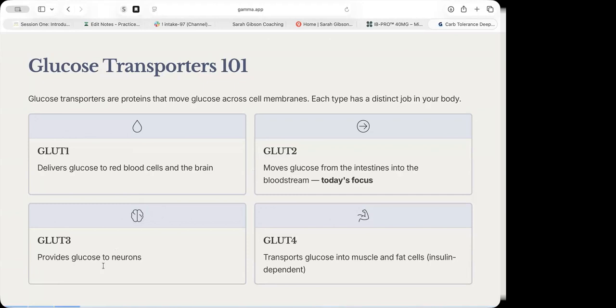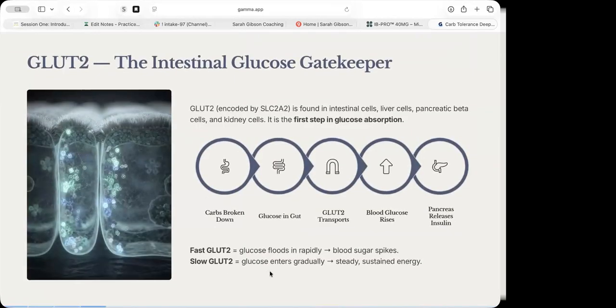GLUT3 is the transporter that helps to take that glucose from the bloodstream into the neurons, and GLUT4 transports glucose into the muscle and the fat cells. And so it's also insulin dependent. And today with the GLUT2 transporter, that one is encoded, meaning that it is impacted. The gene SLC2A2 is what helps us make an efficient or really efficient or less efficient form of this GLUT transporter. It is found in the intestinal cells, so the cells of your wall.